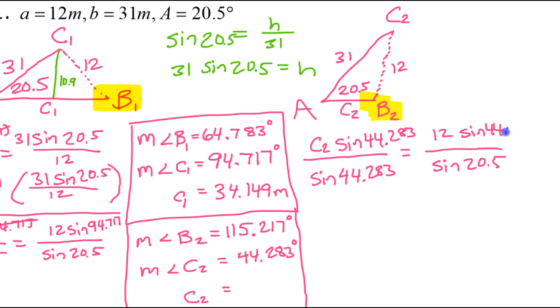Sine 44.283. All right, so these will cancel each other out. And that'll just leave C2, and I'll just write it over here. So I'm just going to put all this in my calculator.